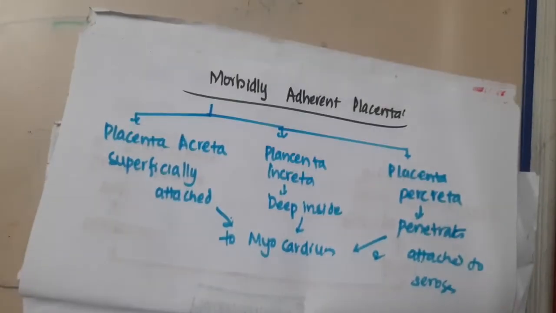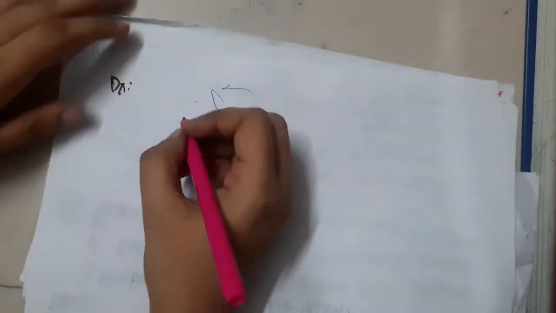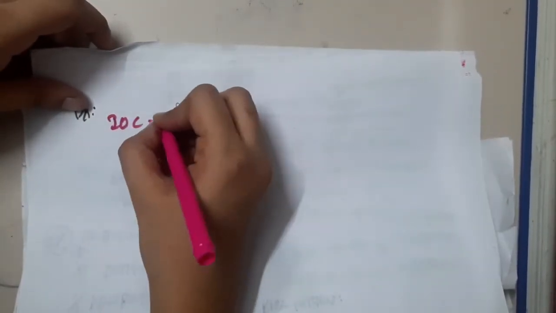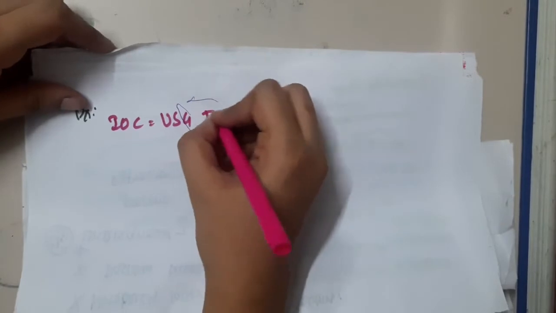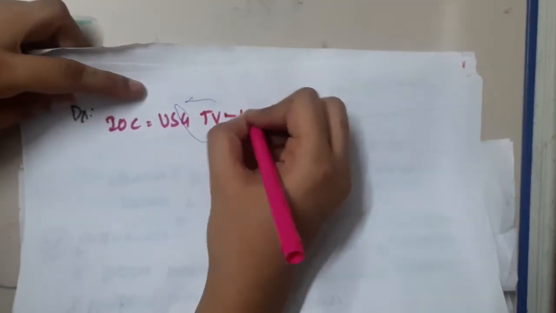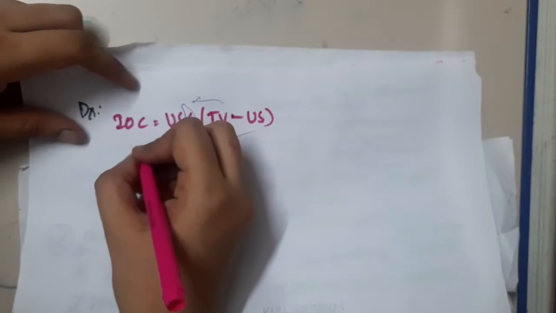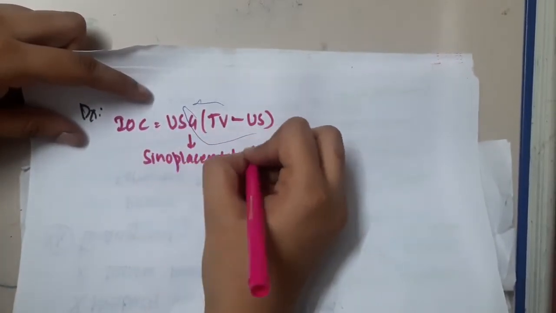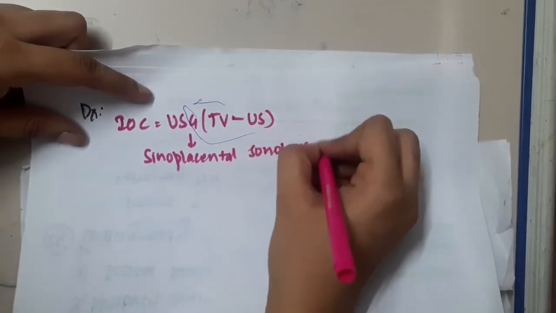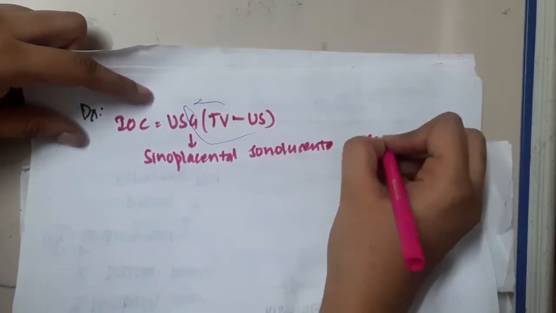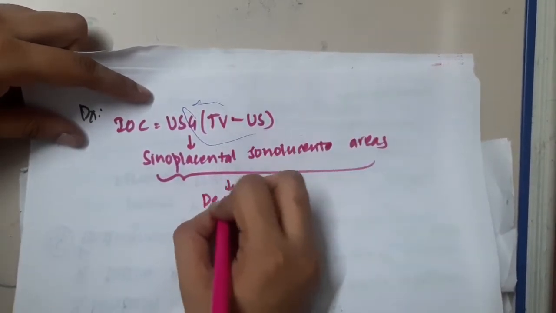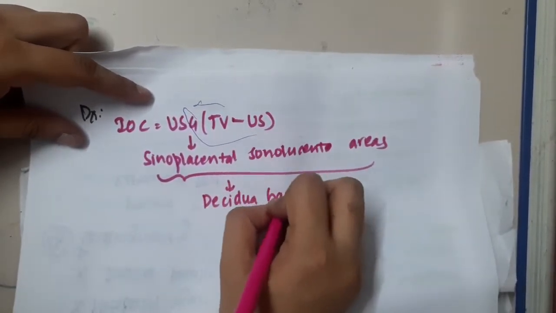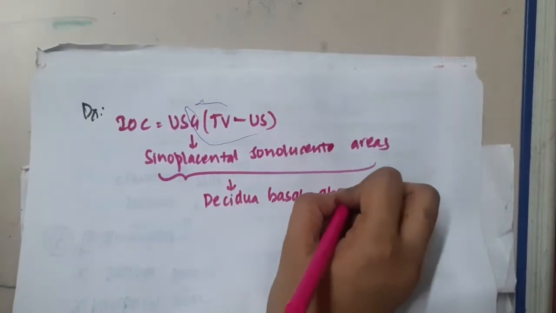Now if you see the diagnosis, how are you going to diagnose it? What is the investigation of choice? Investigation of choice in the antenatal period is ultrasonography, that is transvaginal ultrasonography, and here the ultrasound shows sonolucent areas in the placenta. These sonolucent areas represent that decidua basalis is absent.